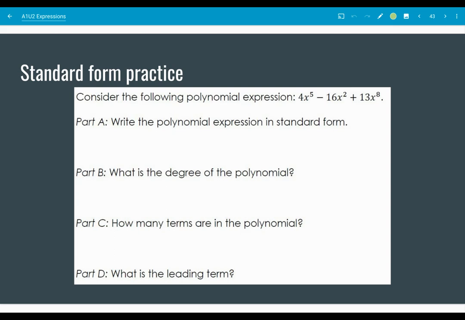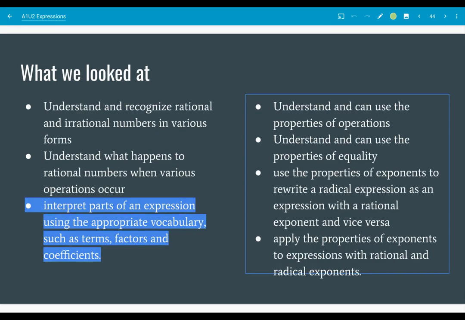So here's one for you to practice. So in this video, we looked at interpreting the parts of an expression, specifically vocabulary. So looked at terms, naming polynomials, and then how to get polynomials in standard form and determine what their degree is.